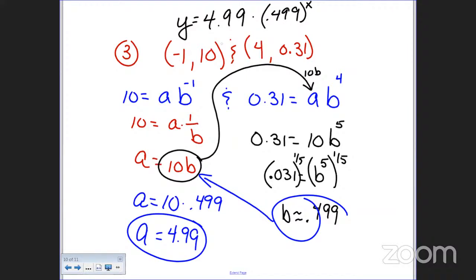Okay. What do you guys think about that in general? Is that pretty easy for the most part? As long as you know that you have to do what? Set up two equations, solve one for A, substitute it in the other one, solve for B, plug it back in. It's just the same process every single time with these. All right.